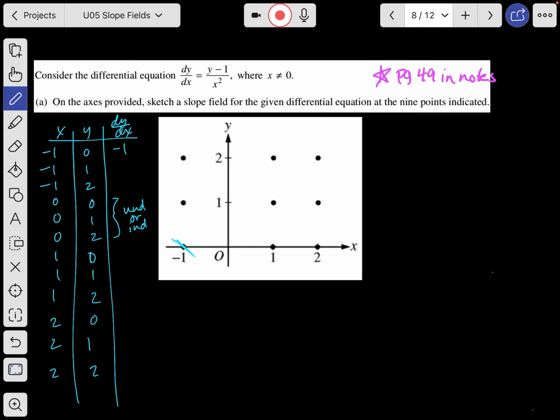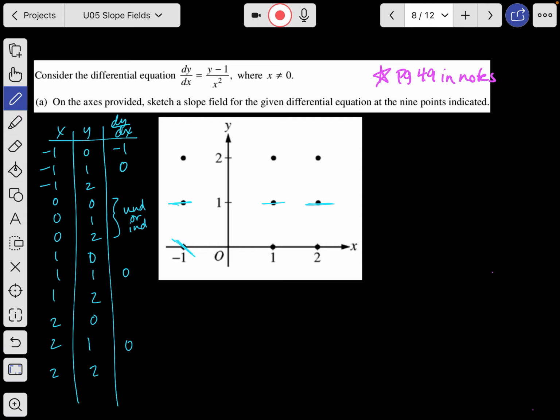Okay, at the point negative 1, 1. Let's see, my numerator, those are going to cancel, so that's going to give me 0. So that's going to be a horizontal slope. In fact, every place where my y is 1, I'm going to have 0 slope. So I can fill out those three.